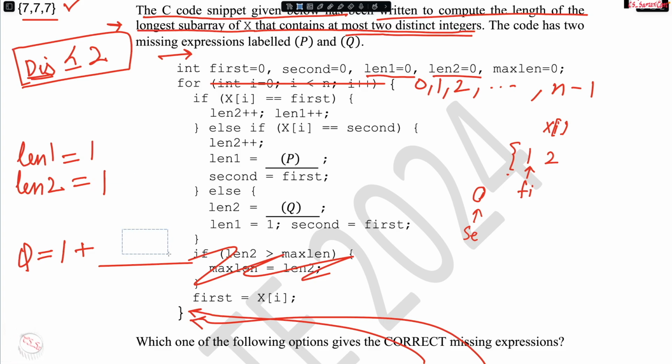Right now I'm taking this as 0. Now len1 is assigned the value of 1. And second is made equal to first. This is the part. The intent of this part, and then second is made equal to this, and xi is going to be incremented.